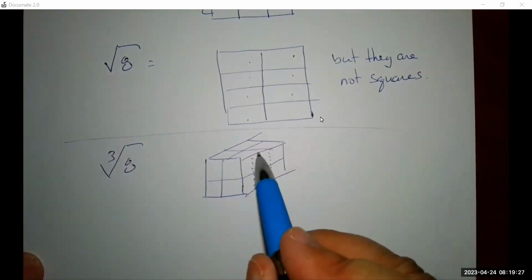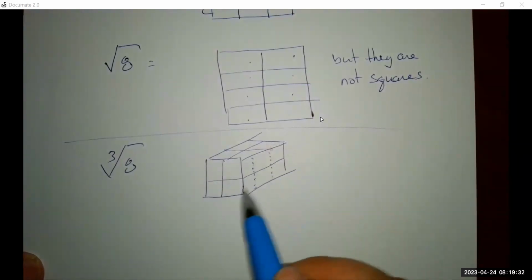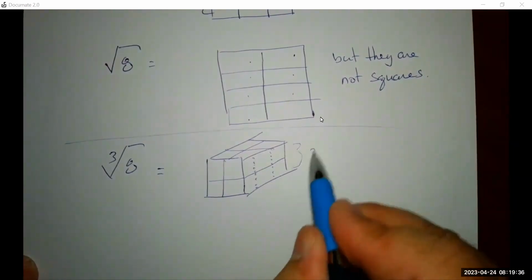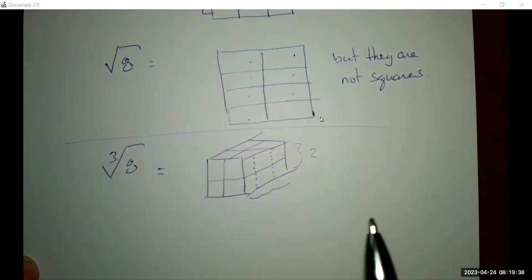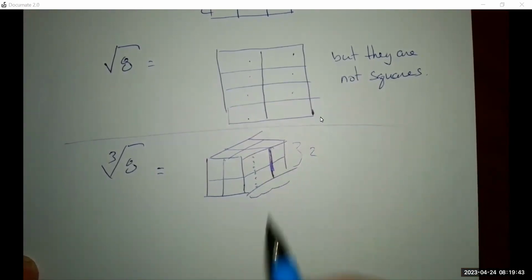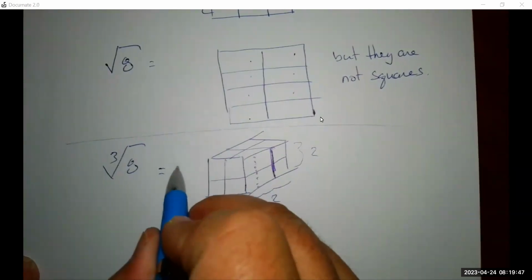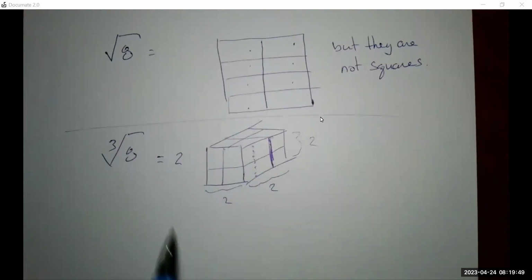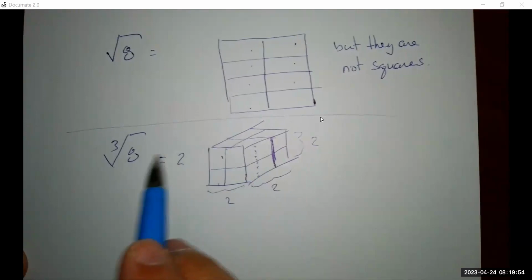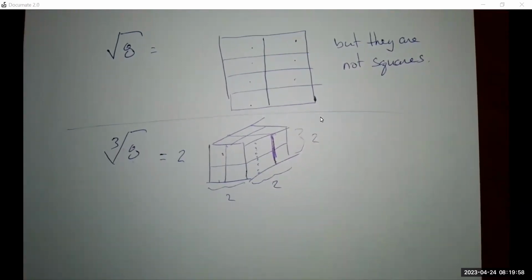So we have 1 cube there, 2 cube, 3 cube, 4 cube, 5 cube, 6, 7, 8. Since this is the back of it, so this is the side. Since all 3 sides of this cube are 2 units long, and they have 1, 2, 3, 4, 5, 6, 7, 8, they have 8 pieces, and the cube root of 8 is 2.